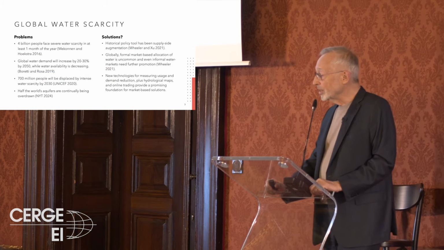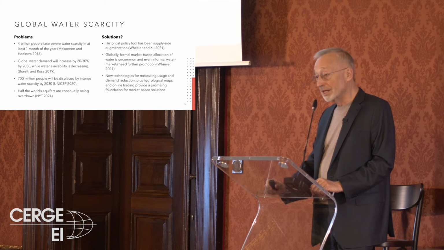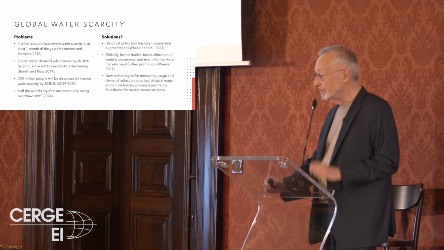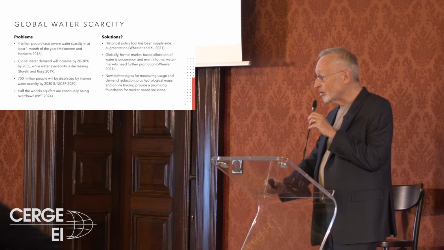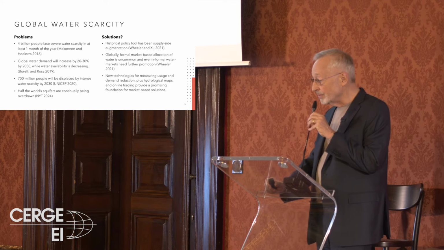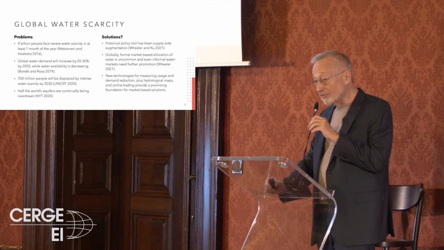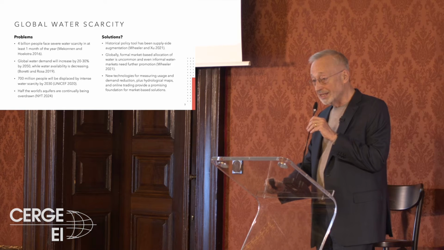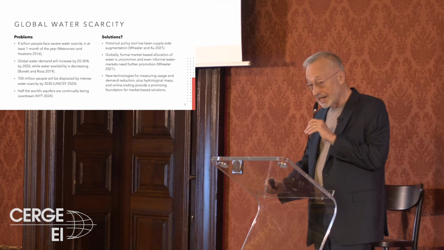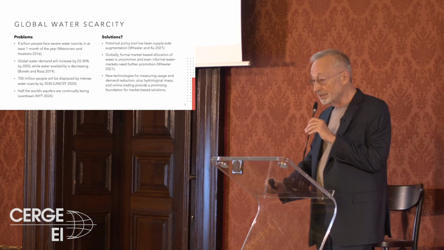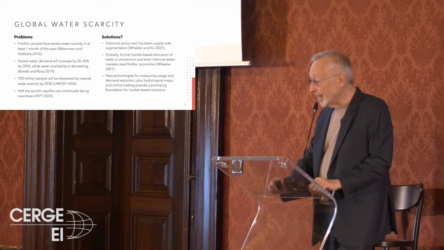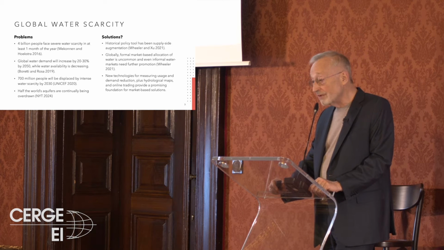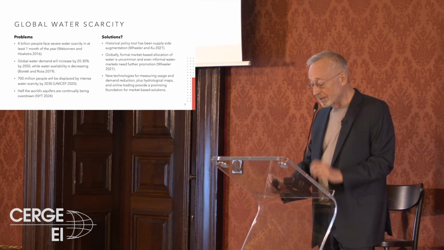But first, as a matter of background, let me talk about some of the problems. According to the sources cited here, 4 billion people face severe water scarcity at least 1 month every year. The global water demand is increasing. It'll be up by another 20 to 30% by 2050, while water availability is decreasing. We are running down our reservoirs at an unsustainable rate. Half the world's aquifers are continually being overdrawn. And by 2030, an estimated 700 million people will be displaced by intense water scarcity. So water is a problem worldwide.